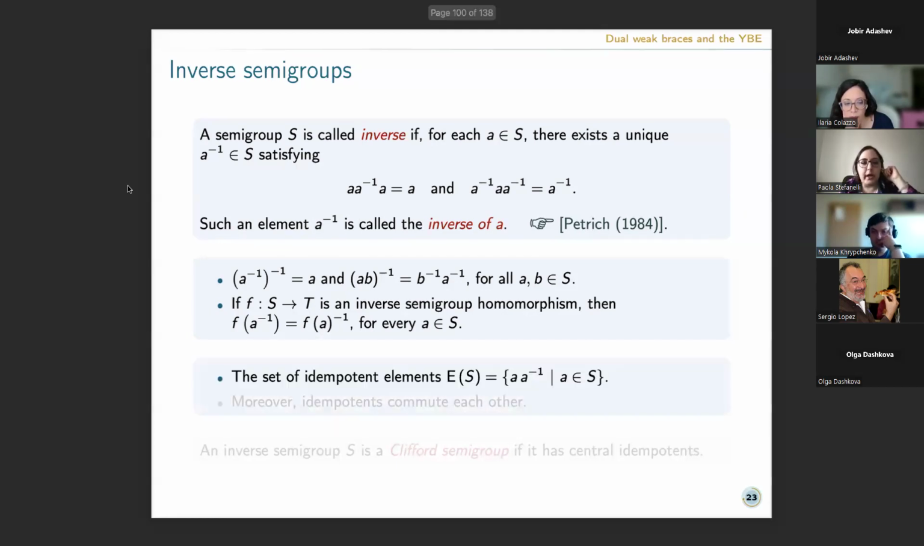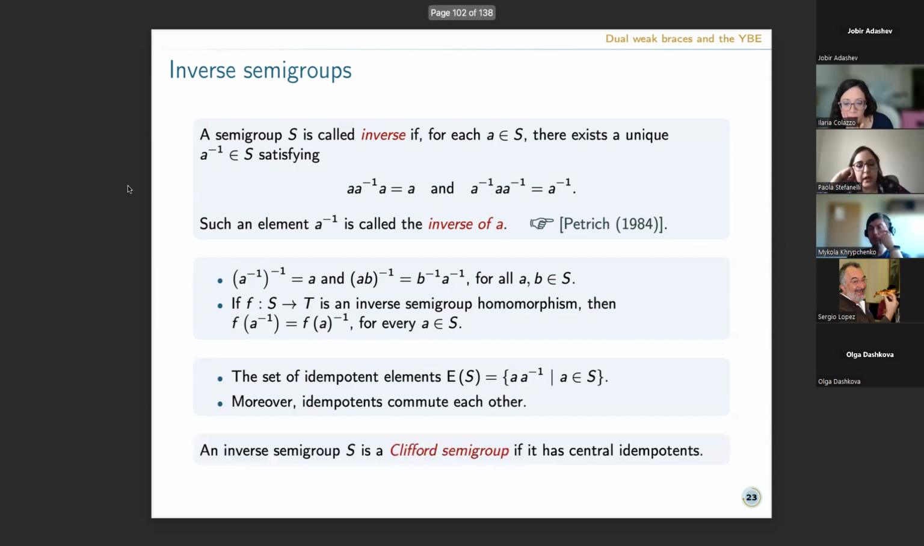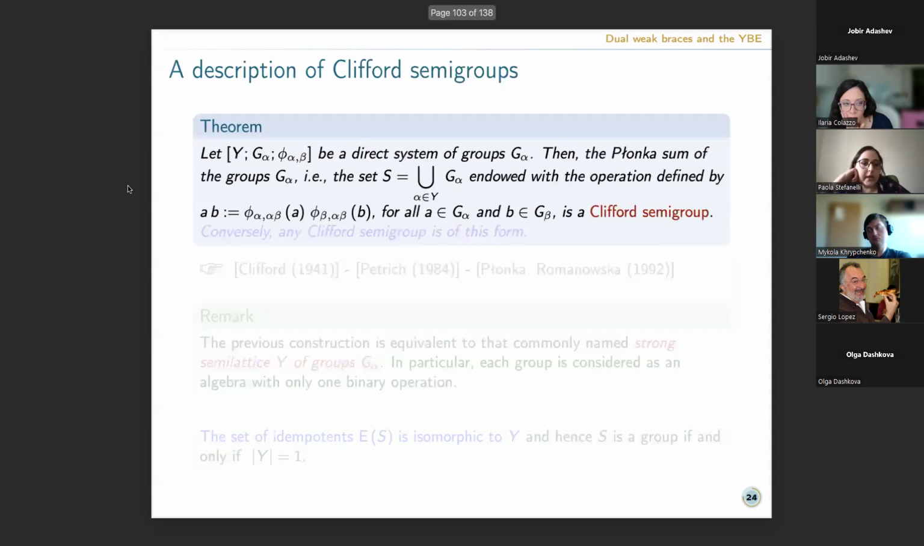A central role is played by the set of idempotents, that are exactly the elements of this shape A to the minus. In particular, idempotents commute with each other. So an inverse semigroup S is a Clifford semigroup if it has central idempotents. That means that idempotents commute with all the elements in the semigroup S. And we have this description of Clifford semigroups.